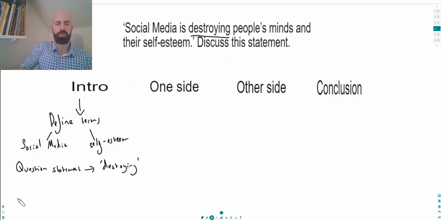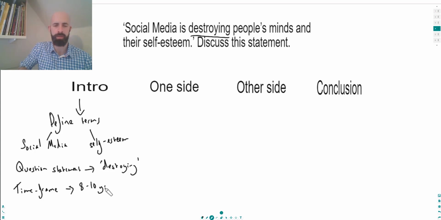Beyond that, I can also look at the time frame. Time frame probably about a 10-year period. I mean, social media has been around longer than that, but it's really kind of ramped up, I would say, in the last 10 years, probably really ramped up in the last 8 years. So this is not an infinitely long debate. This is a recent one. Let's say 8 to 10 years.